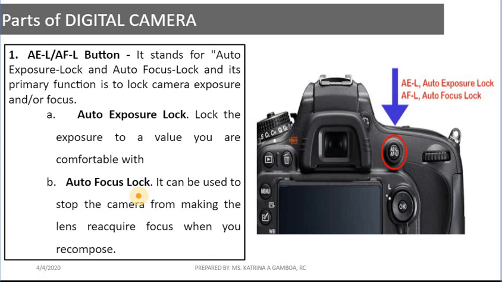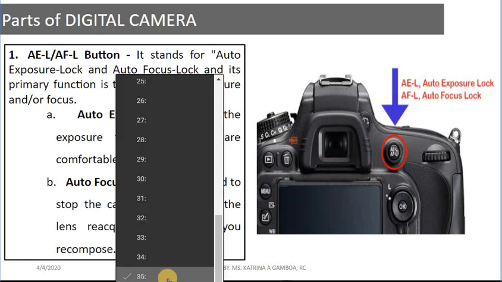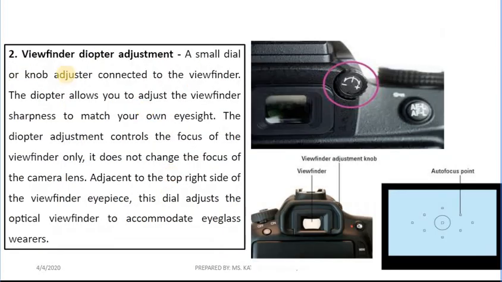Kaya nakikita nyo ba, bakit nagagawa nilang i-blur yung sa likod ng image ng gumamit ng DSLR? Ito yan. So, it can be used to stop the camera lens from refocusing when you recompose. Ginagamit nila yan.